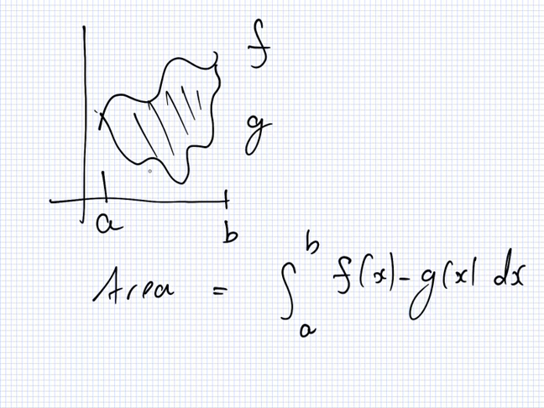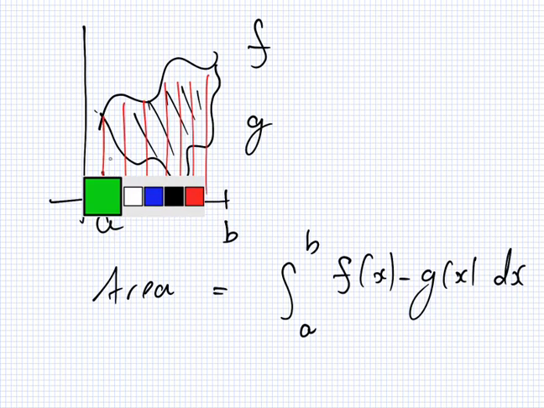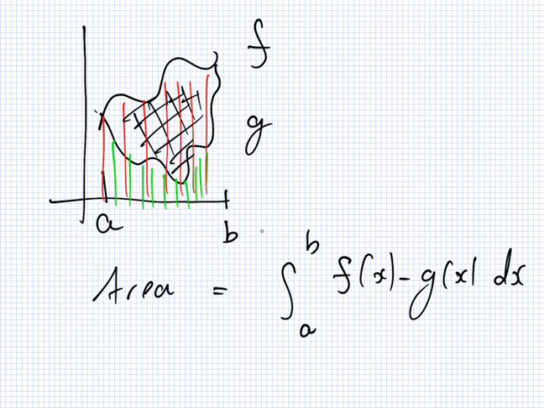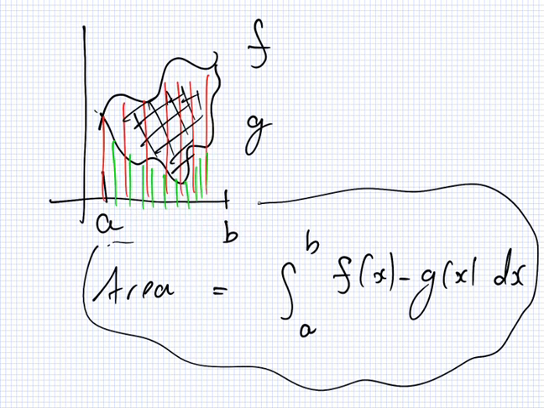Because if you think about it, what you're really doing is calculating this area here, and then calculating this area here, and when you subtract them, you get the one that you want. So in other words, this is the result. When you want the area between f and g, you use that formula.